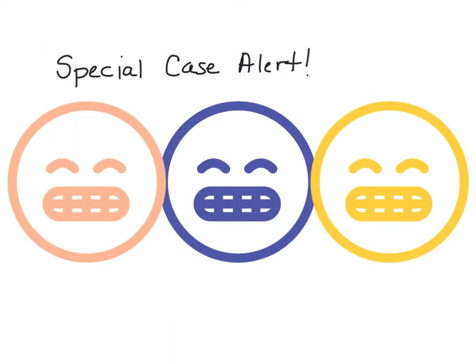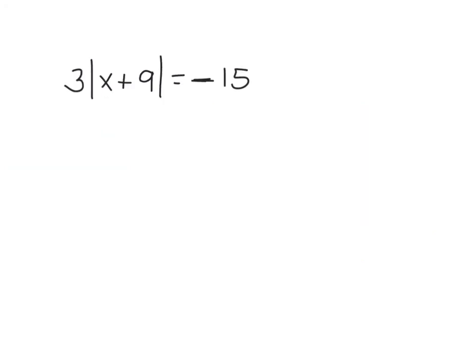This is our special case alert here, okay? There's a particular type of these absolute value problems that have no solution. And if we notice them, we don't even have to do the problem. But here's why this happened. Our original equation was 3 times the absolute value of x plus 9 is equal to negative 15. So to isolate that absolute value, we divided by that 3. We get the absolute value of x plus 9 is equal to negative 5.